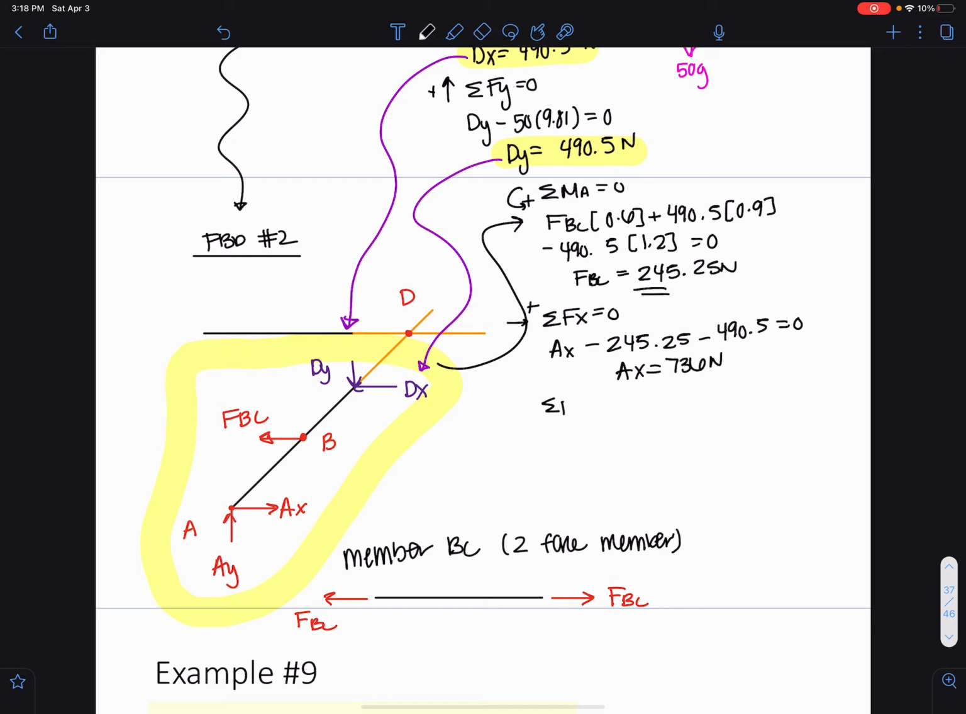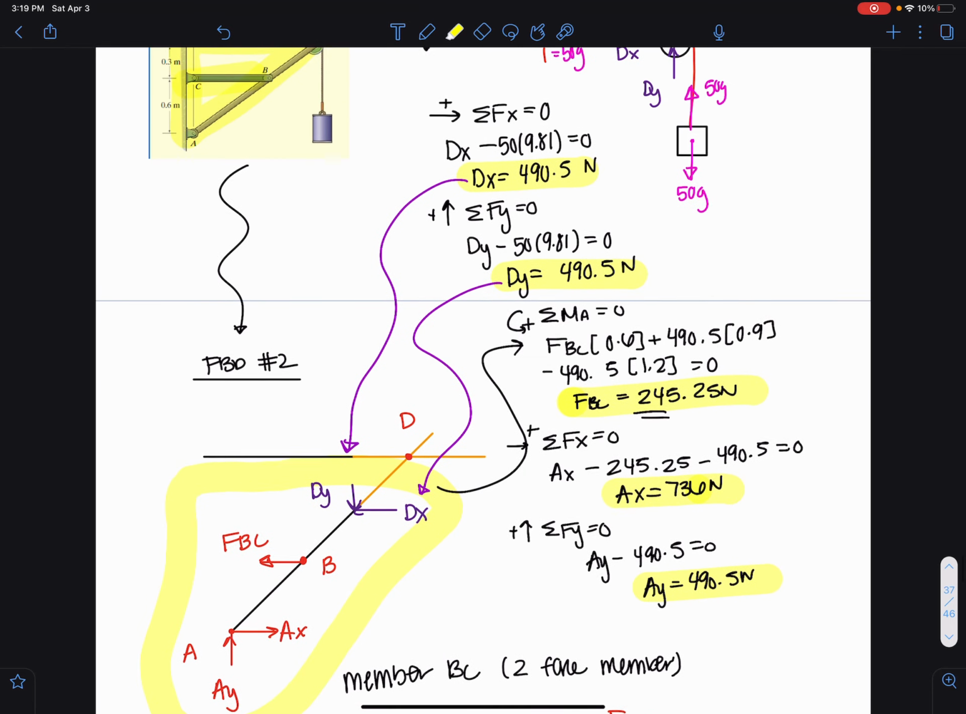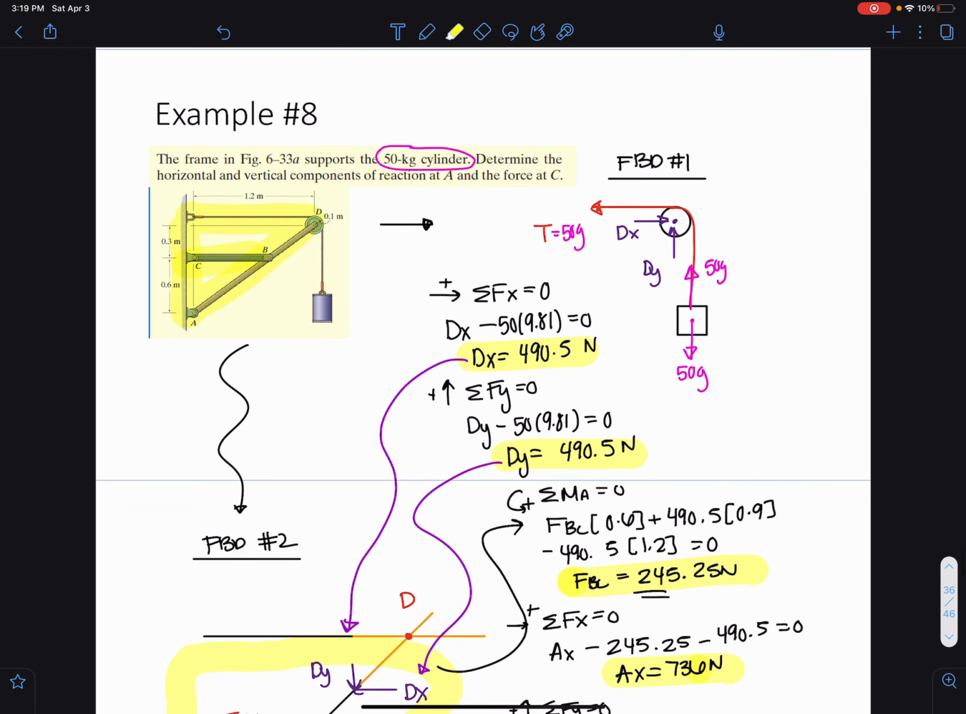And then I can sum forces in the y direction, set those equal to 0, and I get Ay minus Dy, 490.5, equals 0, and I get Ay is 490.5 newtons. So I was able to solve for FBC, Ax, and Ay here. So all this took was strategically pulling apart the problem.